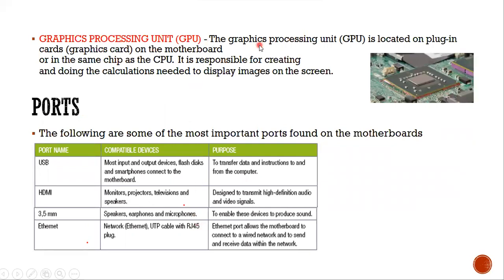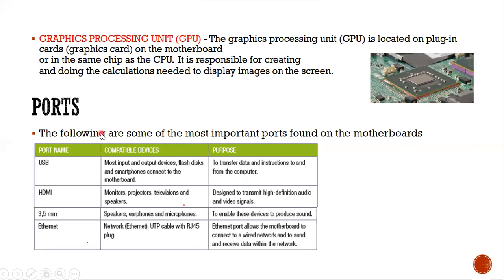Now your graphics processing unit is located on plug-in cards, as your graphics card on the motherboard, or it can be on the same chip as the CPU. So you can purchase it separately, and it comes with a graphics card. It is responsible for creating and doing the calculations needed to display images on the screen. By having a good GPU, it reduces the load of the CPU, so your CPU can run other instructions, allowing your computer to work faster. So your GPU is focused on the processing of the graphics of the images.